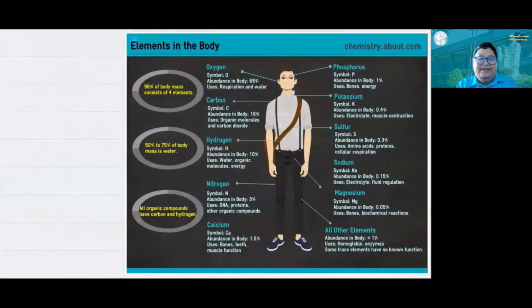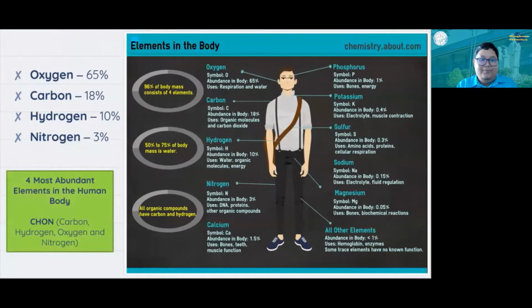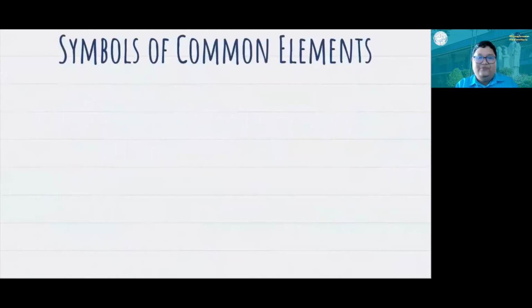In terms of the human body, we are also made up of elements. So, our body is made up of 65% oxygen, 18% carbon, 10% hydrogen, and 3% nitrogen. That's why these four elements are considered the most abundant elements in the human body. Therefore, the four most abundant elements in the human body are carbon, hydrogen, oxygen, and nitrogen, also known as CHON, C-H-O-N.